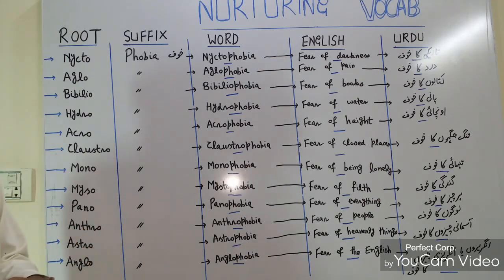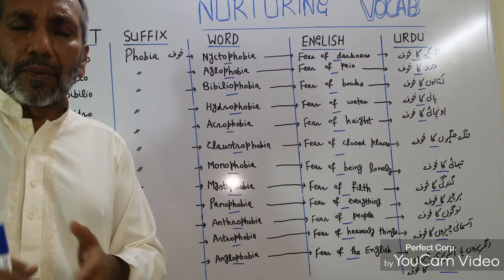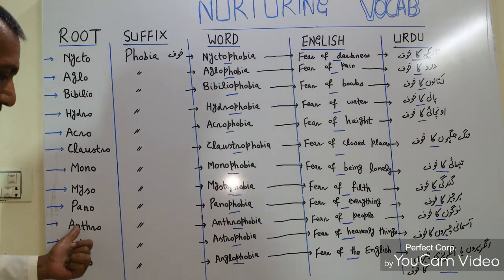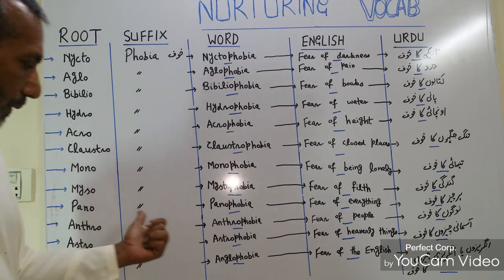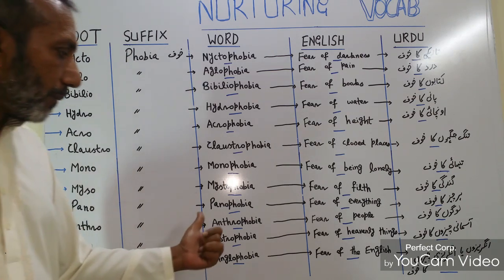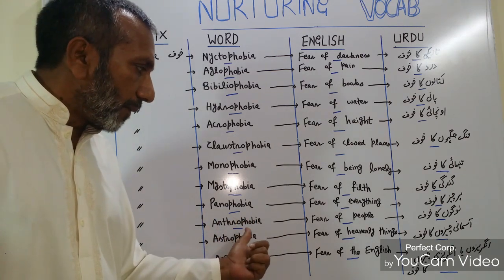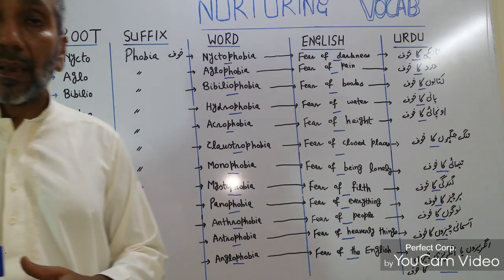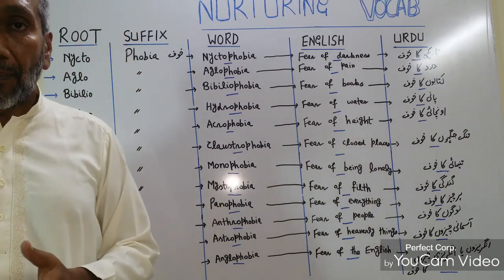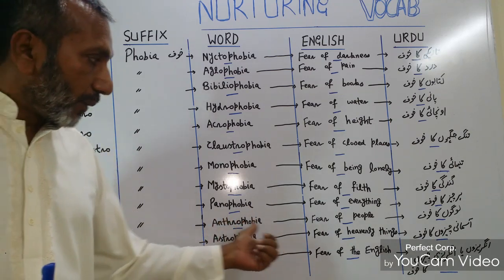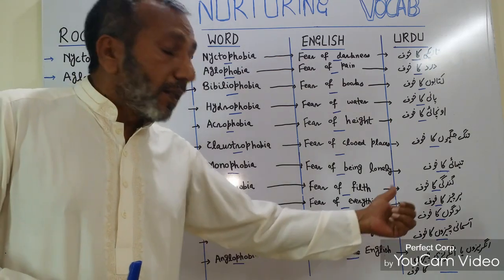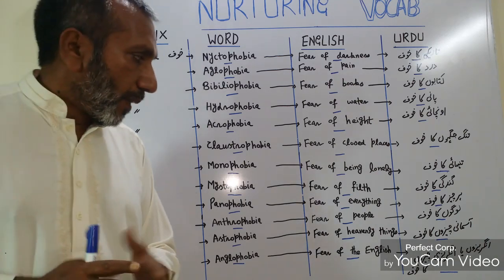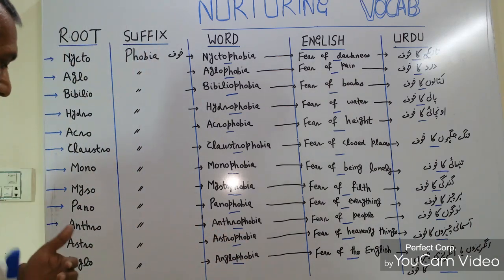Next is anthro. You might have heard the word anthropology, the science of human beings. So anthro means pertaining to human beings, right? So if you add phobia, it will become anthrophobia. So that means fear of people. Some people are so anthrophobic, they don't want to mix with people, right? So anthrophobia means fear of people. Logo ka khauf. One must not have this sort of fear, but people have their own problems.